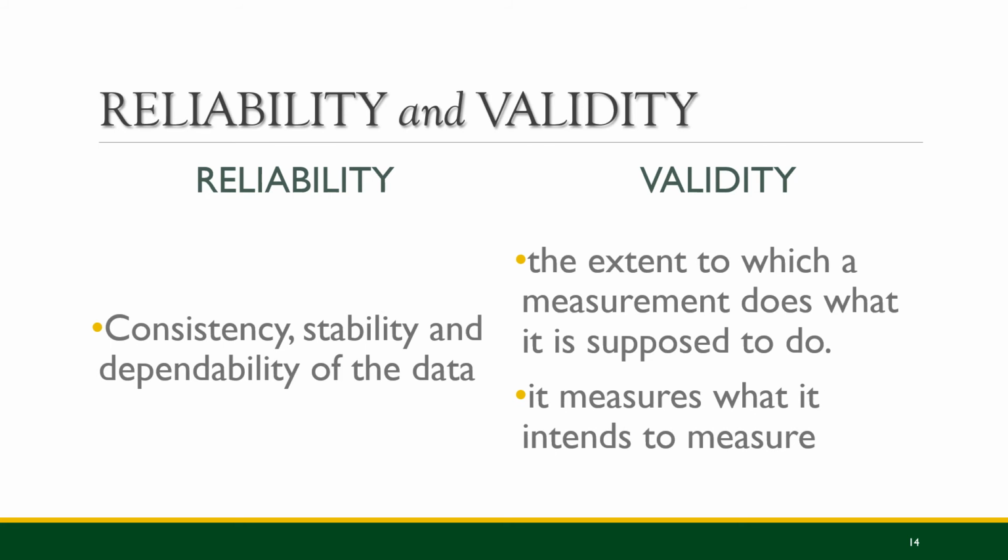When we speak of validity, this is the extent to which a measurement does what it is supposed to do, so it measures what it intends to measure. By looking at a goniometer, for example, you can tell that it measures degrees of range of motion. By looking at a meter stick or ruler, you can tell that it measures length. By looking at the set of questions in a particular questionnaire, you can tell what it is supposed to measure. For example, your BDI, based on the contents, what does it measure?